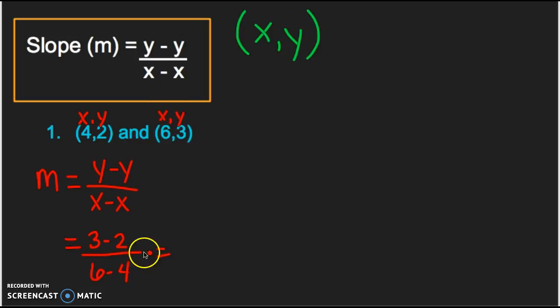And then we just solve this. 3 minus 2 is 1. 6 minus 4 is 2. That's it. Okay, let's look at another example.